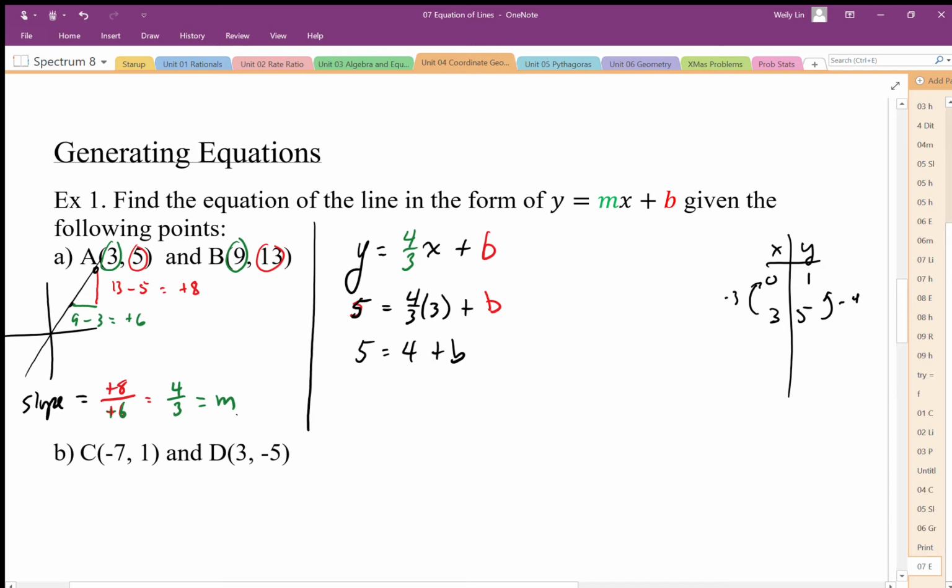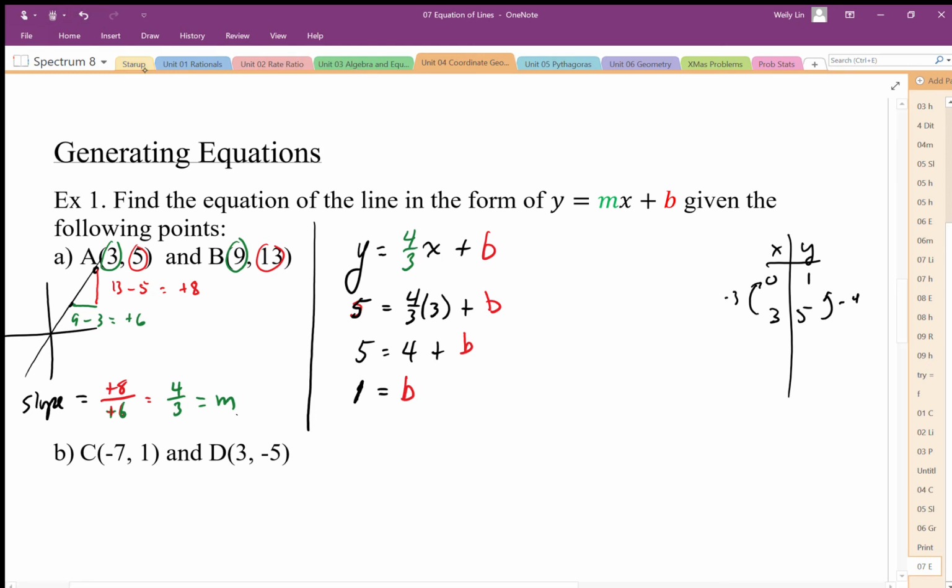Notice that the 4 is going to show up here because I've multiplied the slope by the 3. So the change in x is 3, going back to the y-intercept, so my change should be 4. So I do 5 minus 4, which is 1. And my y-intercept b is equal to 1. And that's what I expected when I did it in my table as well.